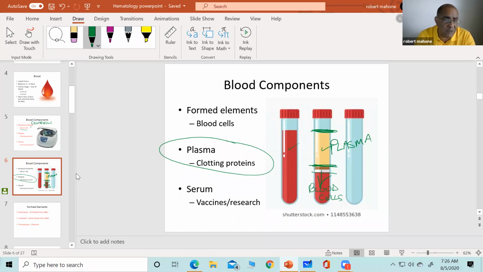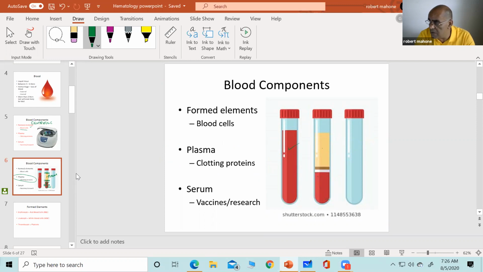Y'all have heard of plasma before, and the stuff that's left in the plasma is what we call clotting proteins, the stuff that allows your blood to clot. We'll be talking about that a little bit more later in the class. So that's how you separate formed elements from the plasma. Put it in a centrifuge, spin it around for 15 minutes, take it out, everything will be separated.